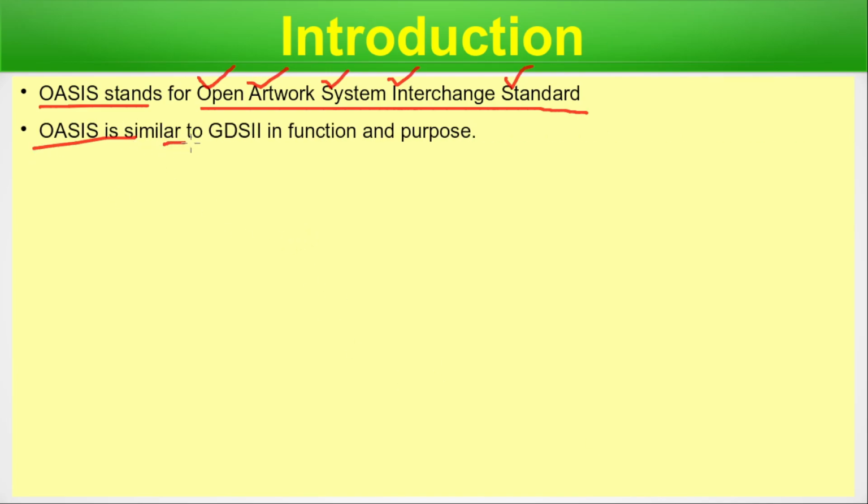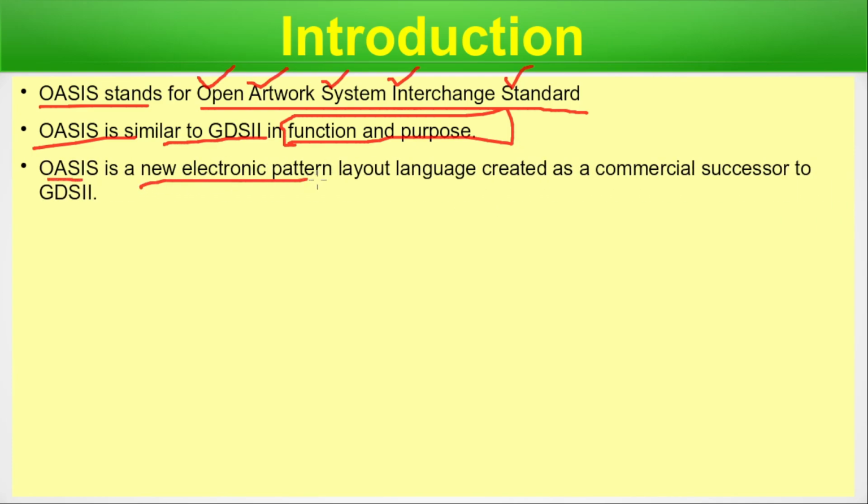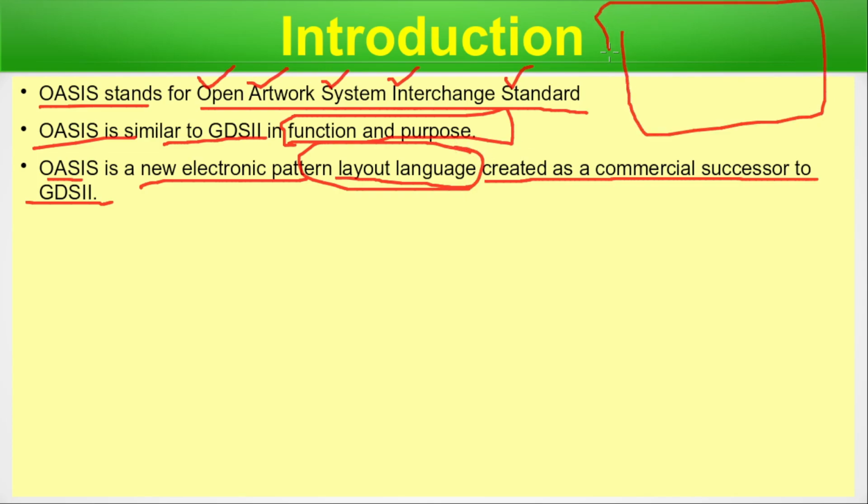Next, OASIS is very similar to GDS2 in function and purpose. So, the target goal of the usage of OASIS and GDS2 are the same. OASIS is a new electronic pattern layout language created as a commercial successor of the GDS. So now, what is the layout language? The layout is of a chip, right? You have different standard cell IPs, you will have macros, all of them. However, this is the front end of the software, what you are using, and the back end of the software, the layout software. By front end, I mean that this is not the front end design. This file is a set of binary codes. So that is called the layout language, etc.